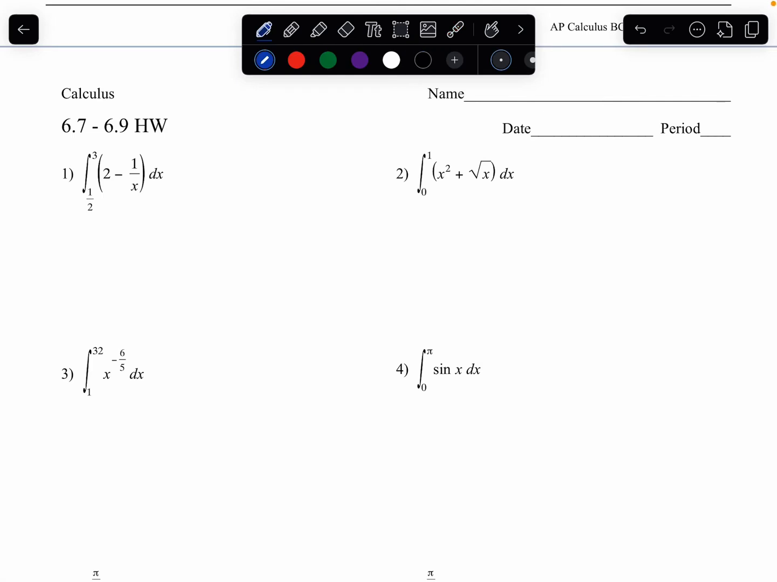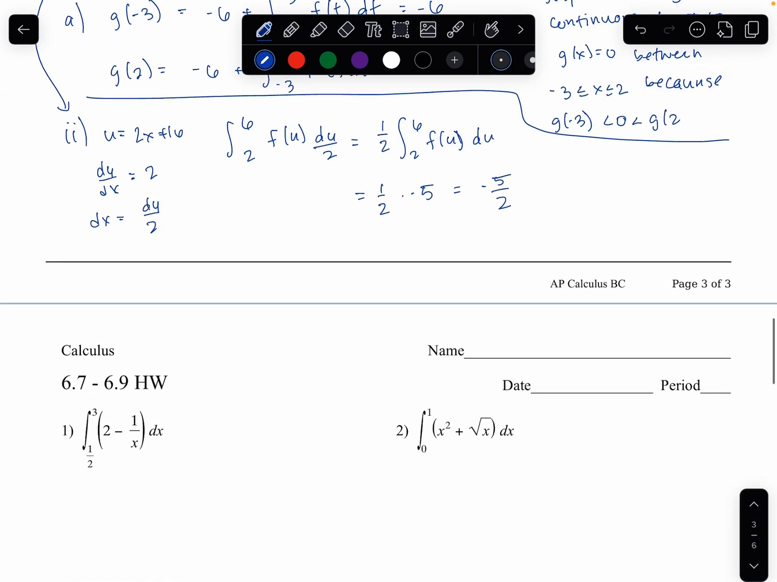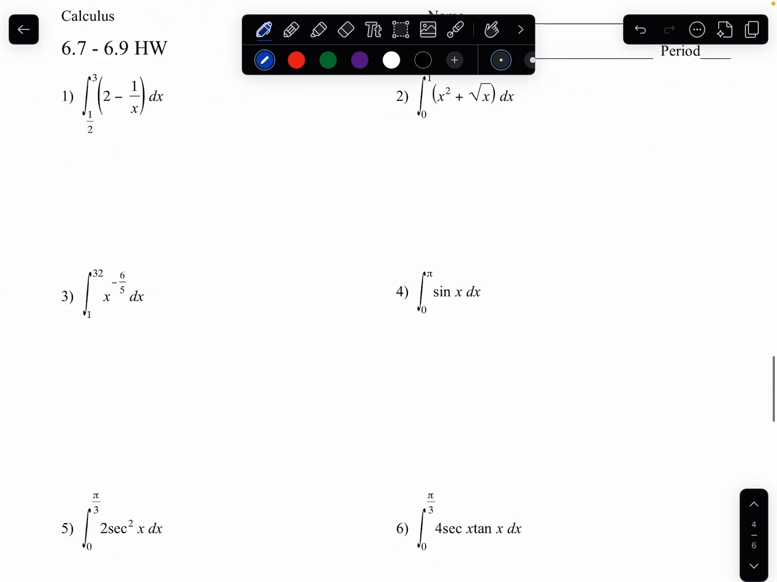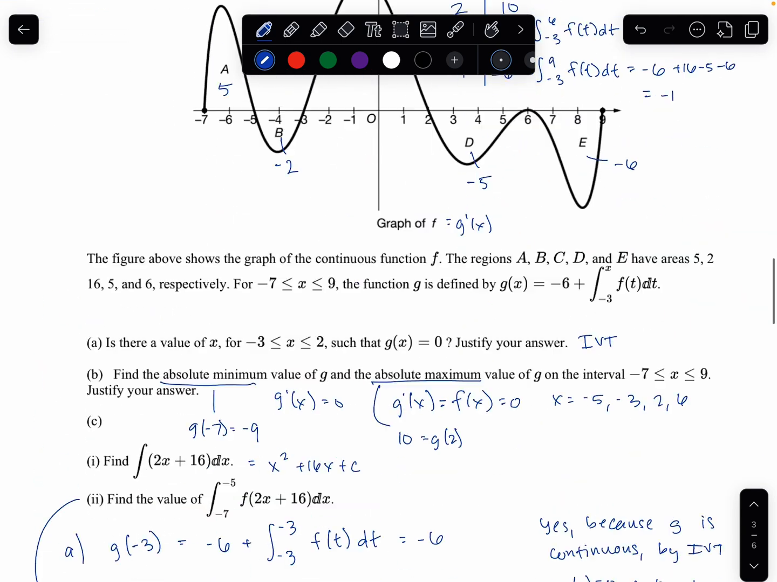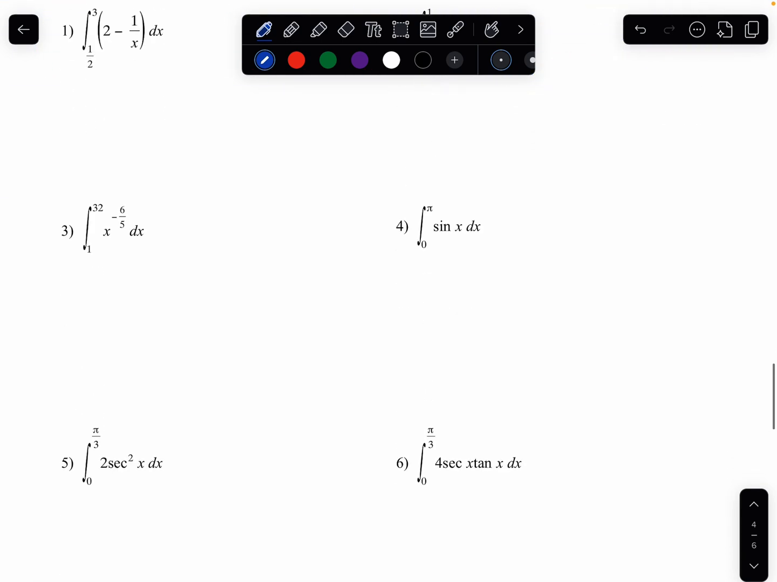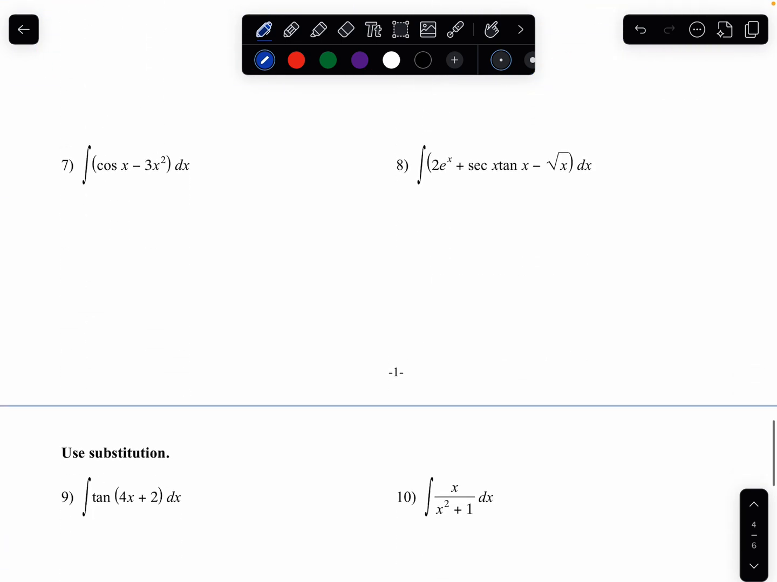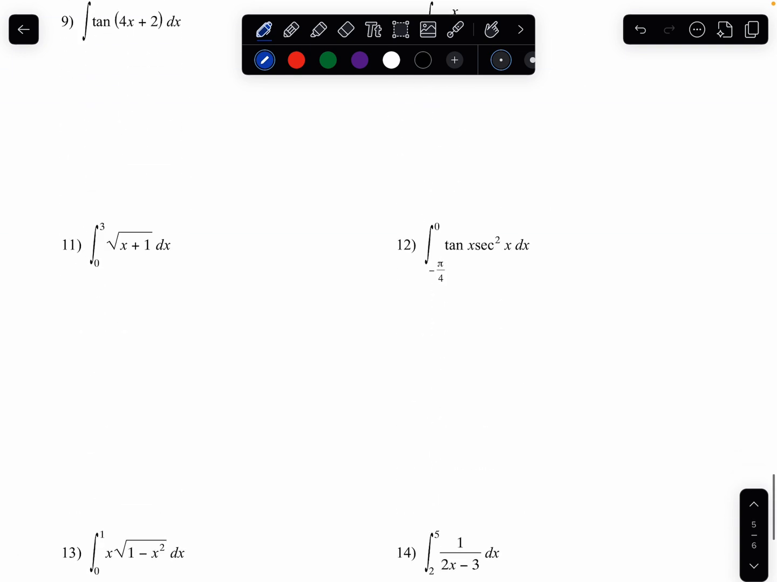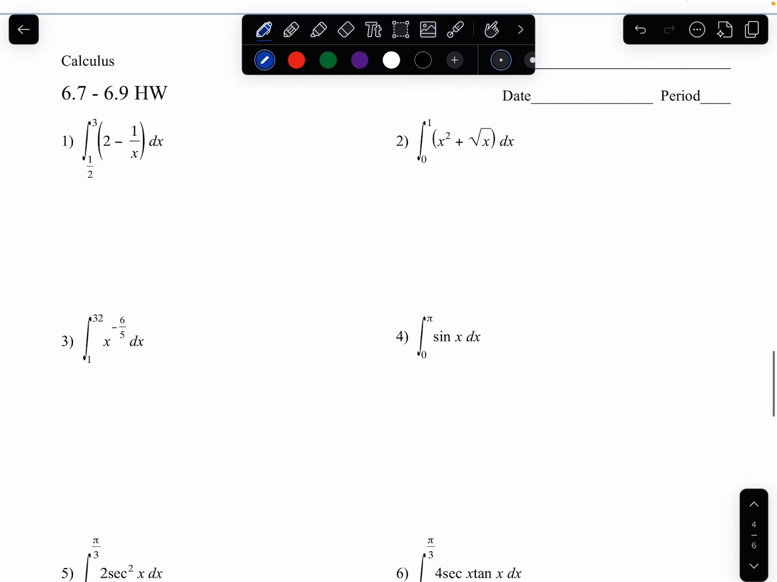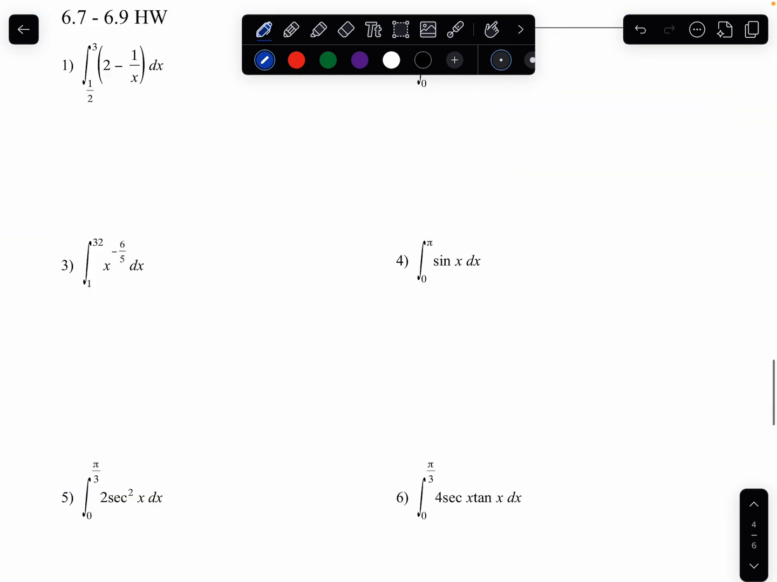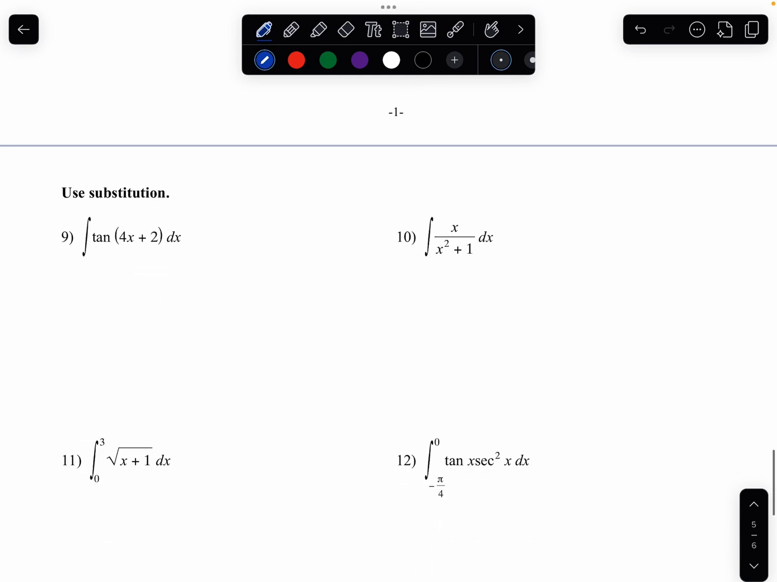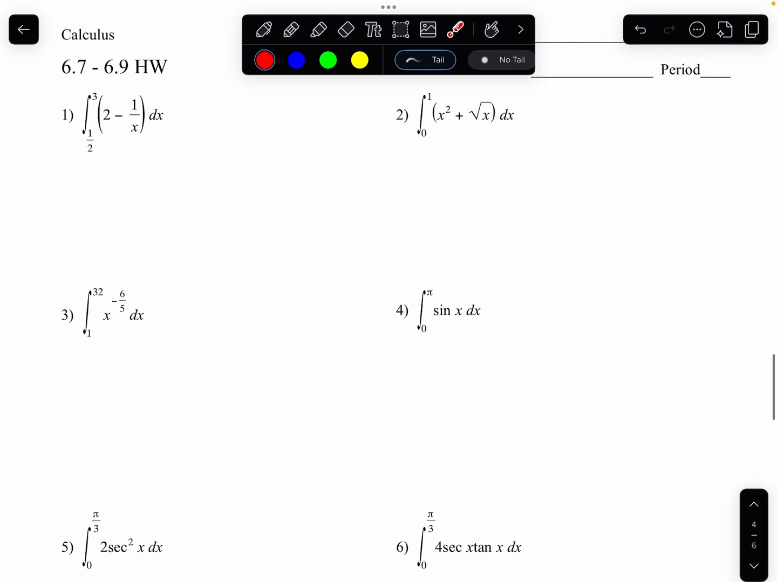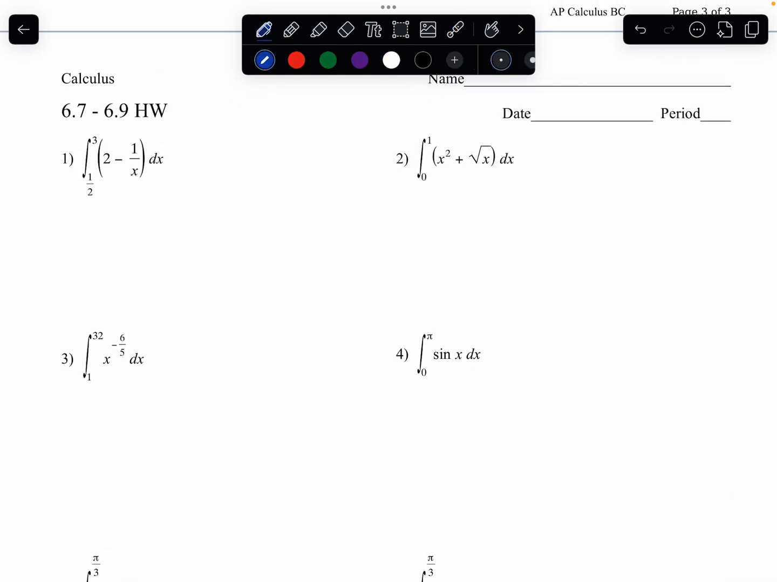Hey guys, I'm gonna just go over this 6.7, 6.9. This is the second half of the homework. This is just focusing on antiderivatives. Some of them are definite, some of them are indefinite. So I think the second page of these is using U substitution. These ones are just using basic antiderivative rules.